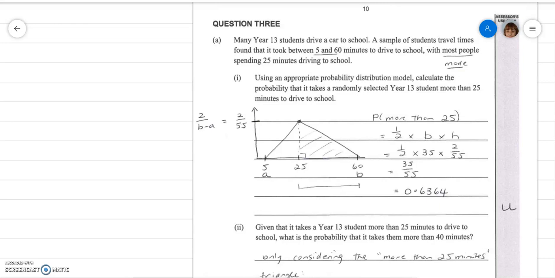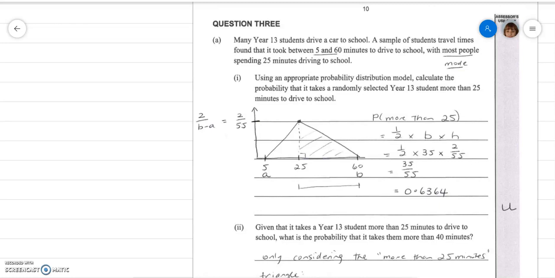Many Year 13 students drive a car to school. A sample of students' travel times found that it took between 5 and 60 minutes to drive to school, with most people spending 25 minutes. Now you've got to make a choice about distributions. This is continuous data. It has a definite beginning and a definite end, so it's got the two cut-offs, and it tells you the most people, so that is the mode. So our best choice is a triangular distribution.